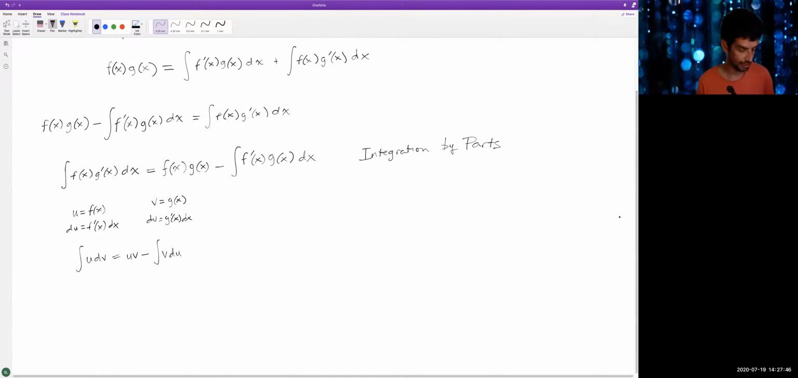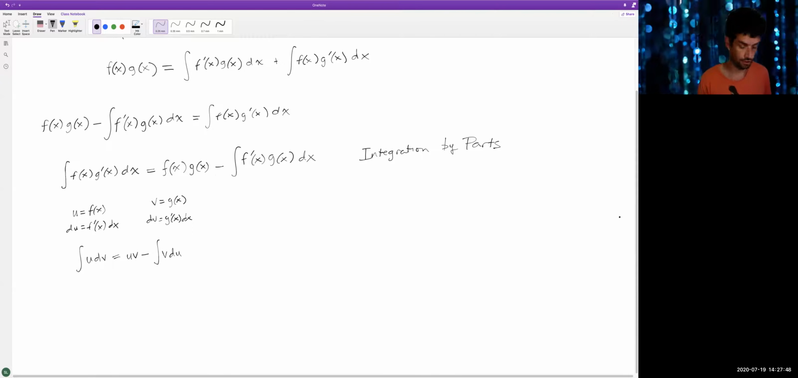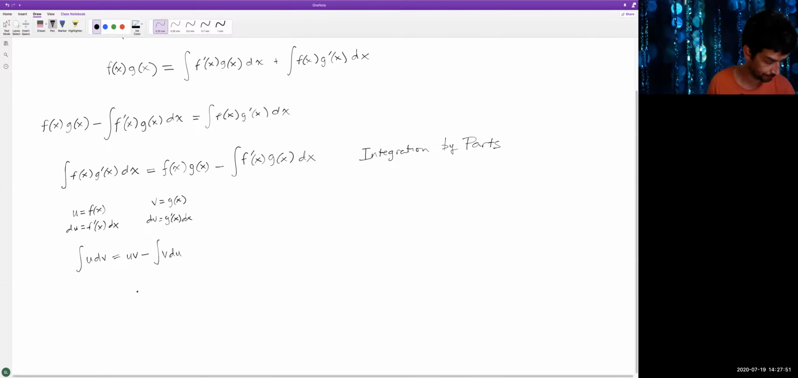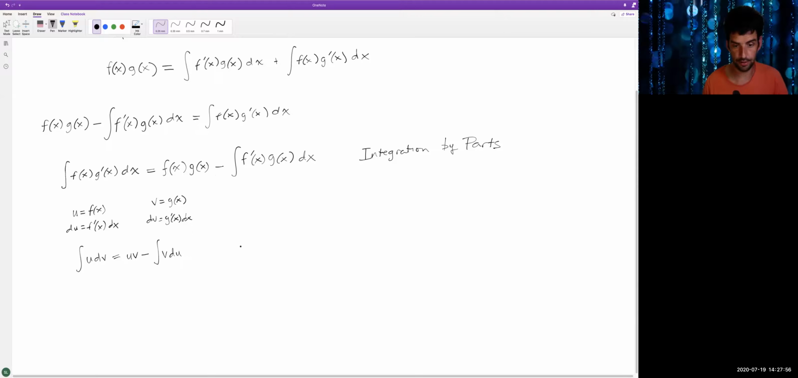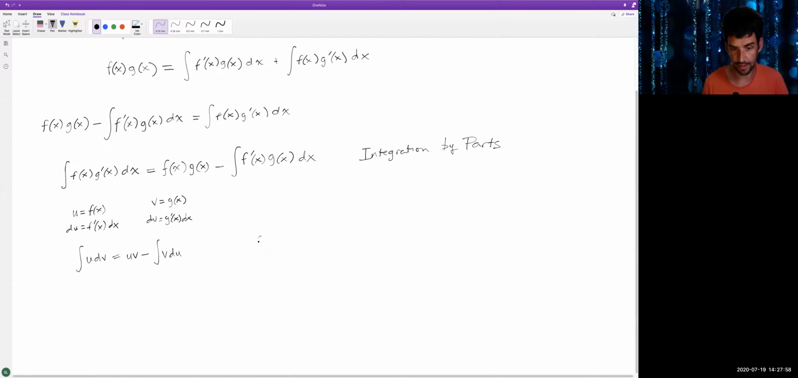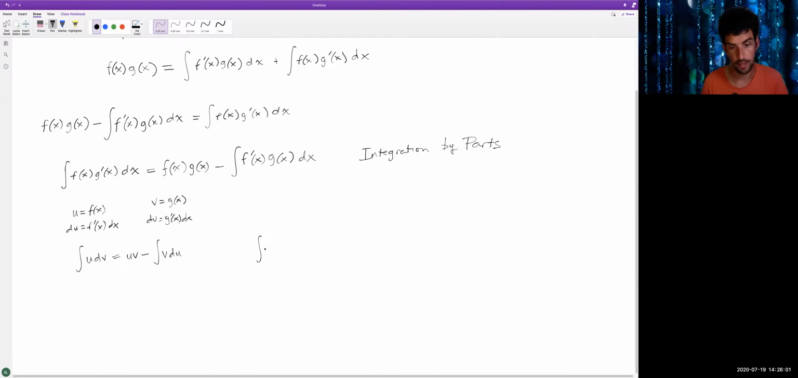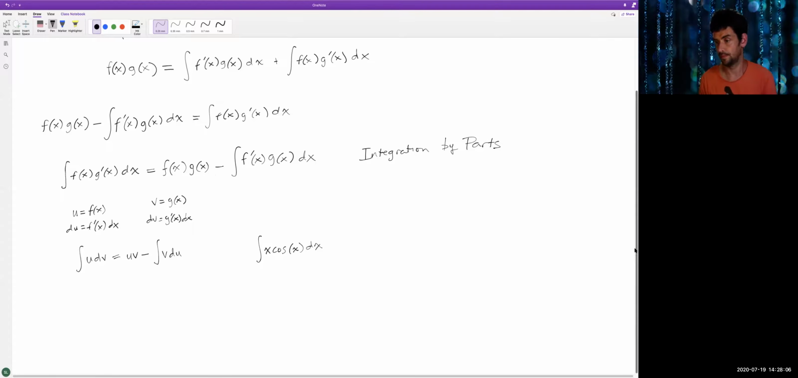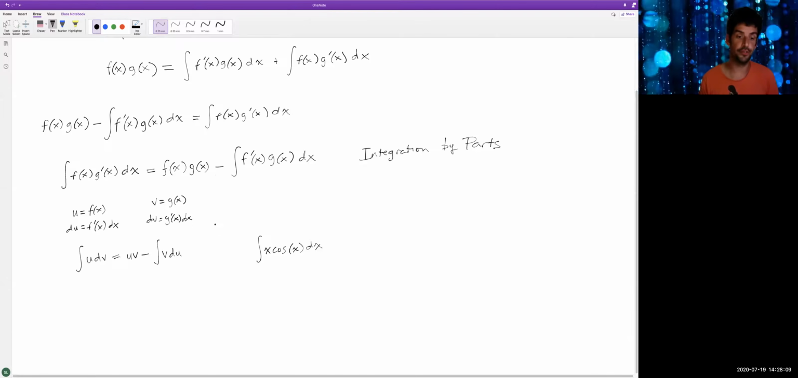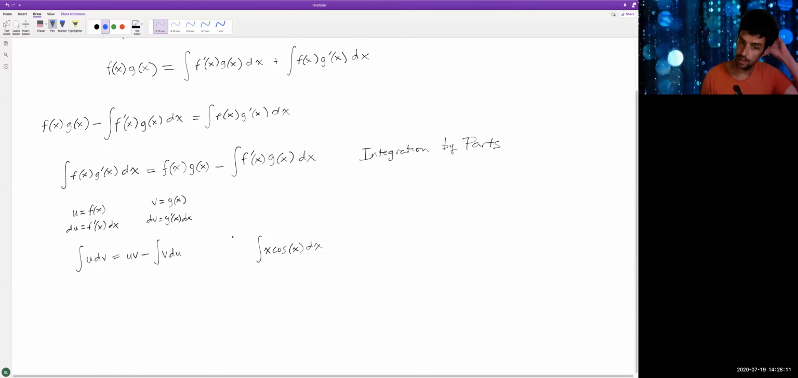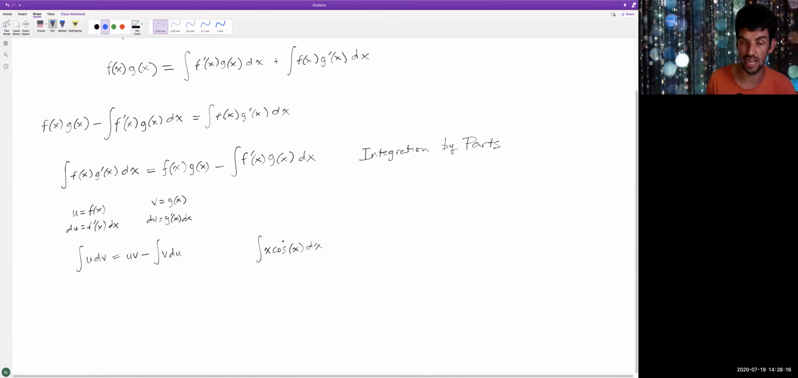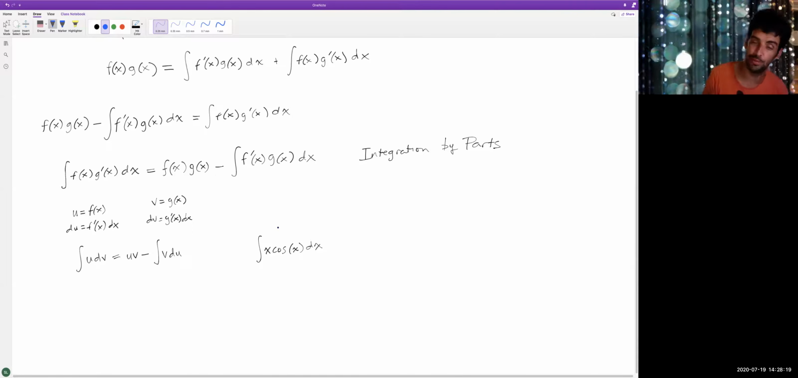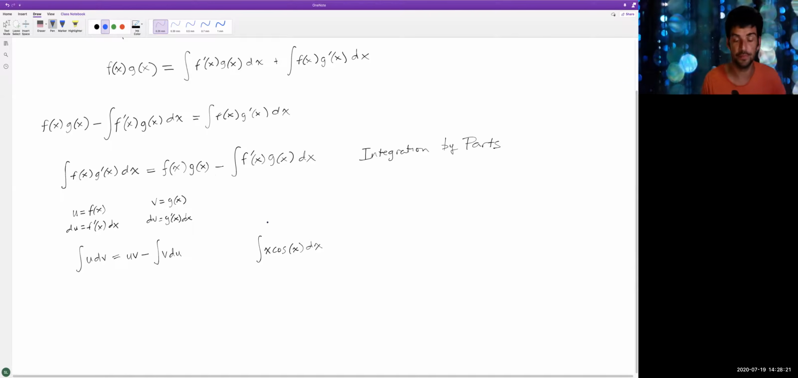Okay, so let's do an example so we see exactly how this works. Let's say I wanted to take the antiderivative of the function x cosine of x dx. None of the rules or the techniques we have seen so far will help us here, right? There's no substitution we can make. There's no clever algebra I can manipulate this with.